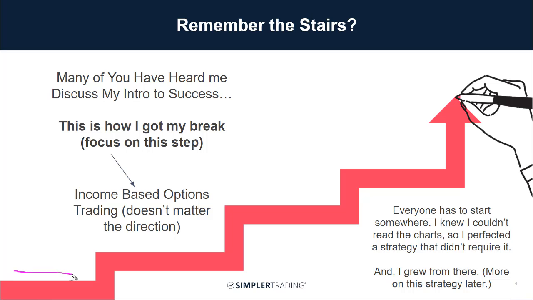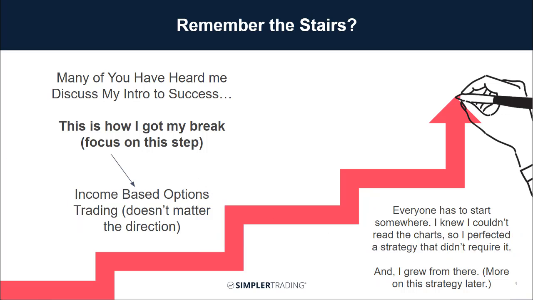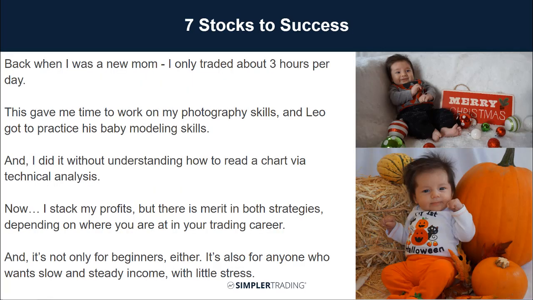This beginning portion is where we focus on income-based options trading, where it doesn't really matter the direction of the market, but at the same time, if you can at least eyeball it enough to pick a side, then your probability will be shifted in your favor. So, you have to remember that everyone has to start somewhere. I knew I couldn't read the charts at the beginning, so I perfected a strategy that didn't require it. And some people still may prefer to use that method.